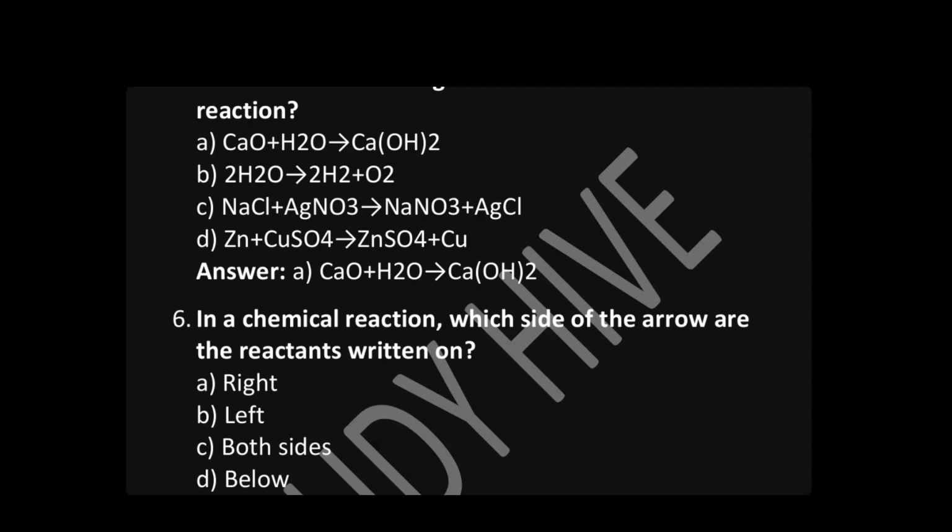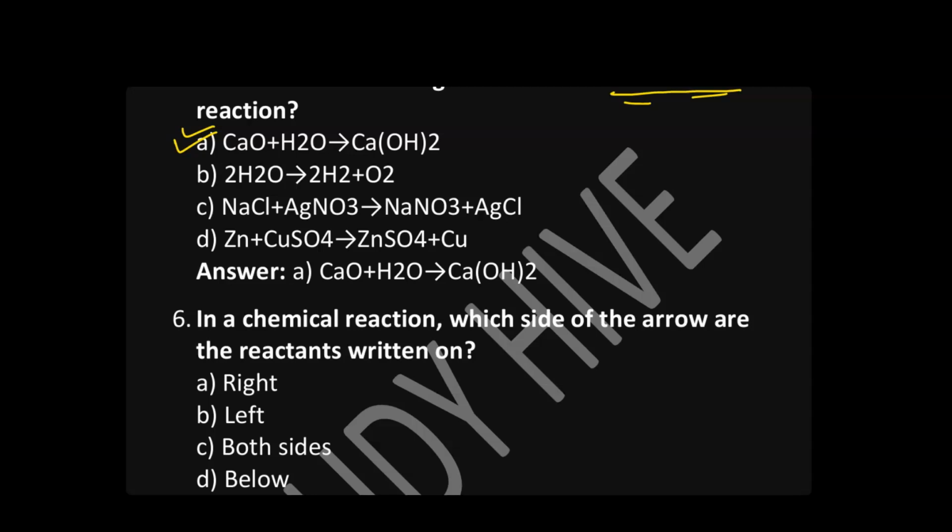Which of the following reactions is a combination reaction? In a combination reaction, when more than 2 molecules are combined together and form a new molecule, it is termed a combination reaction. So A is the right answer. 2H2O, two water molecules are split up into hydrogen and oxygen, so this is not a combination reaction. NaCl and AgNO3 is also not a combination reaction. And Zn plus CuSO4 forms zinc sulfate plus copper. This is also not a combination reaction because here the molecules are split up into 2 or more than 2.